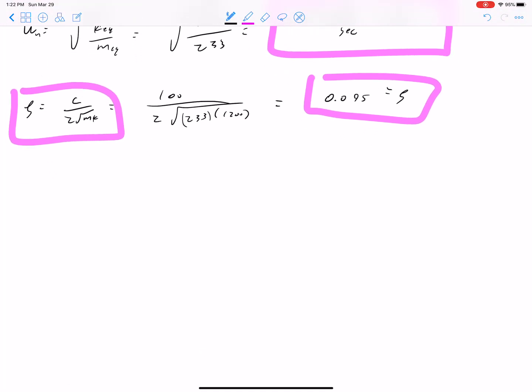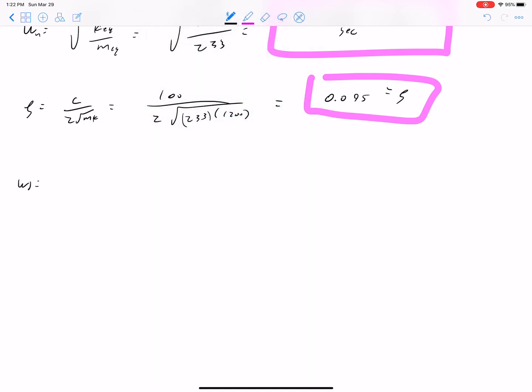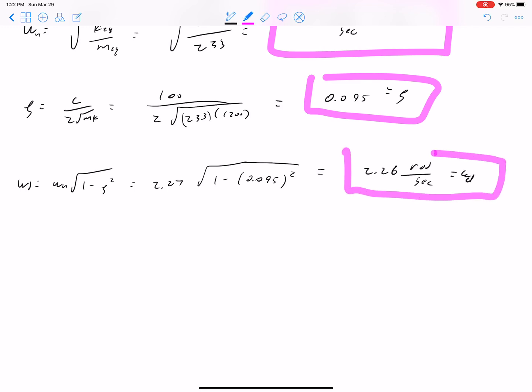Actually, that wasn't an answer. There we go. And then omega d equals omega n times the square root of 1 minus zeta squared, which is equal to 2.27 times the square root of 1 minus 0.095 squared, which is equal to 2.26 radians per second. That is omega d. So there we go, that problem is solved.